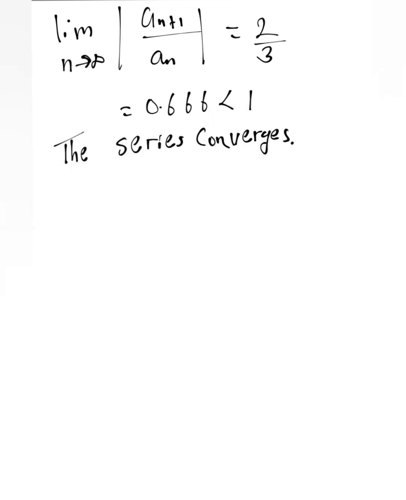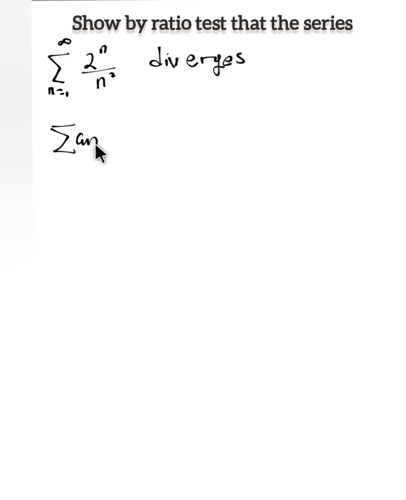And let's take another example. Example 2. Show by ratio test that the series summation from n equals 1 to infinity of 2 raised to the power of n all over n squared diverges. Now I'm going to show that this series diverges. Okay, now we know that by the ratio test we're given the series a_n.